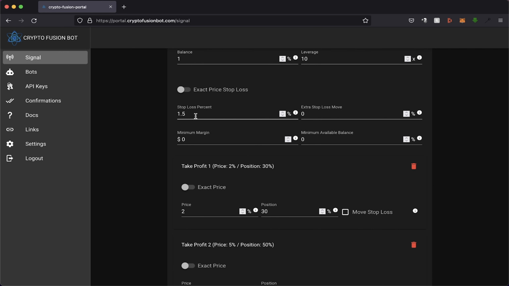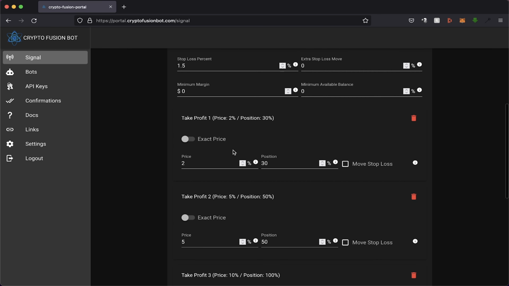Stop loss percent. I like to give it a little bit of wiggle room, guys. 1.5% at least, for swing trades. Okay. Scalp trades, obviously, is going to be a lot less than that. Maybe 1%, maybe less, depending on how much you're willing to risk.